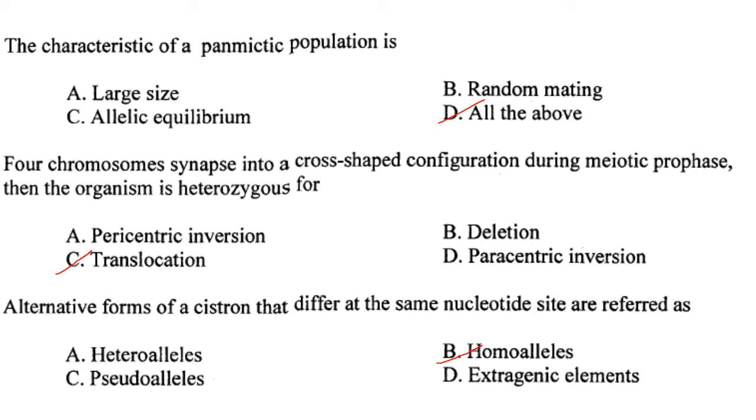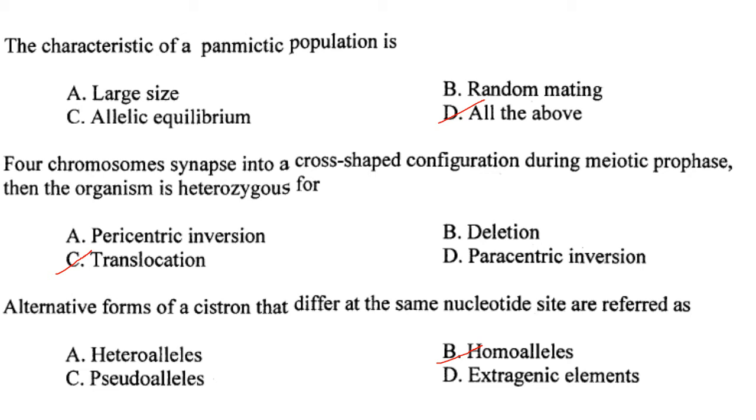So the 4 chromosomes synapse into a cross-shaped configuration during meiotic prophase, and the organism is heterozygous for translocation.